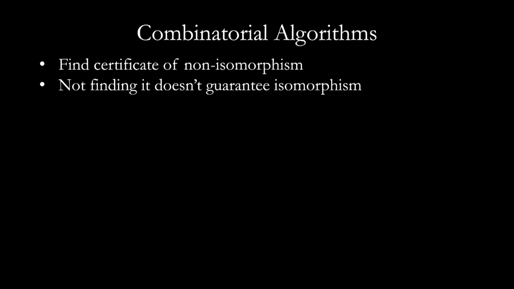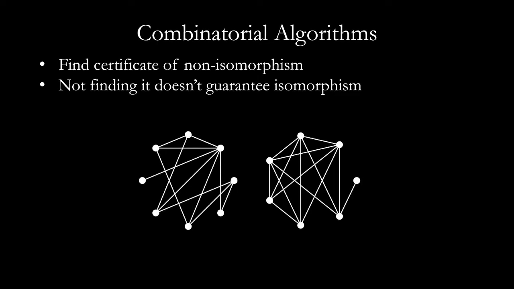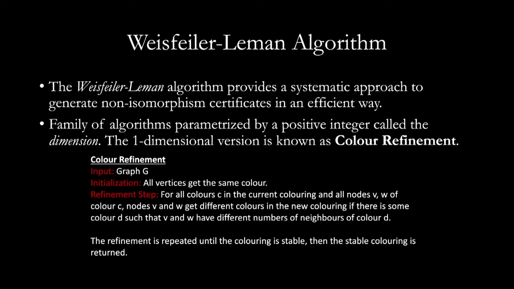We'll talk about both. Firstly, combinatorial algorithms try to find a certificate of non-isomorphism, focusing instead on proving that graphs are non-isomorphic rather than trying to find an isomorphism. For example, if the number of vertices, edges, and triangles in both graphs are not equal, then the graphs are non-isomorphic. Of course, if they are equal, it doesn't mean that they are necessarily isomorphic, hence we need a systematic approach to generate such certificates. The Weisfeiler-Lehman algorithm provides a systematic approach to generate them in an efficient way.